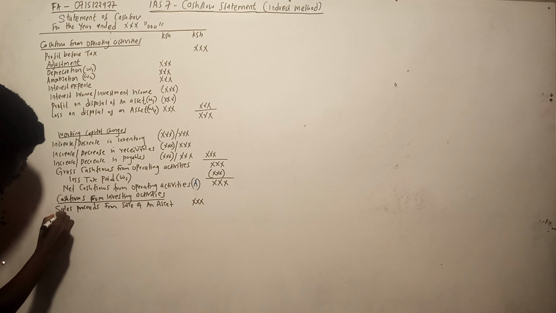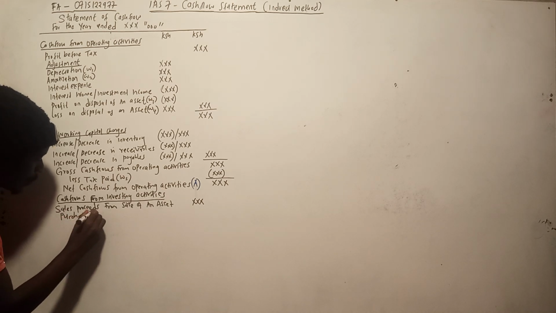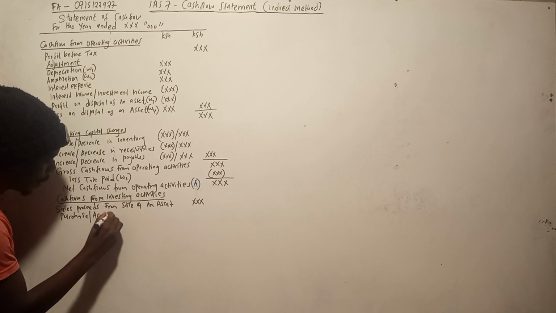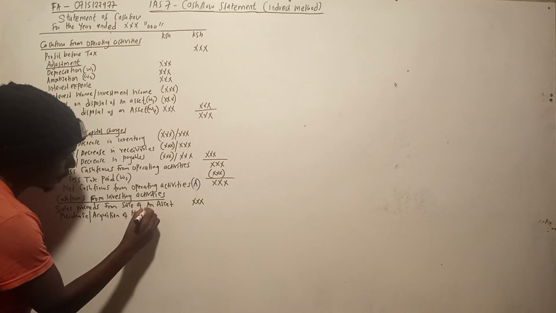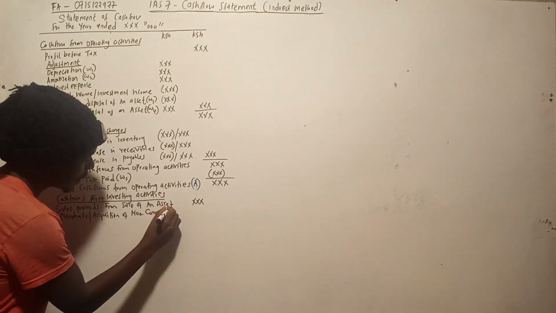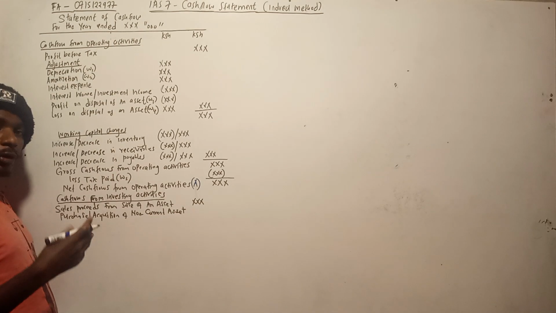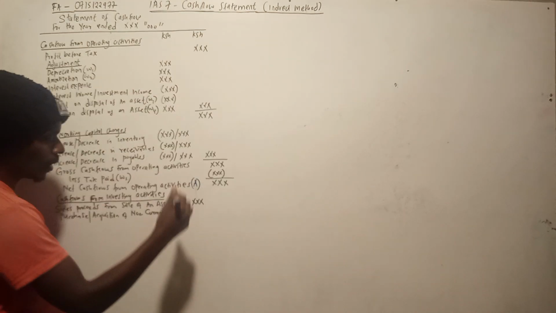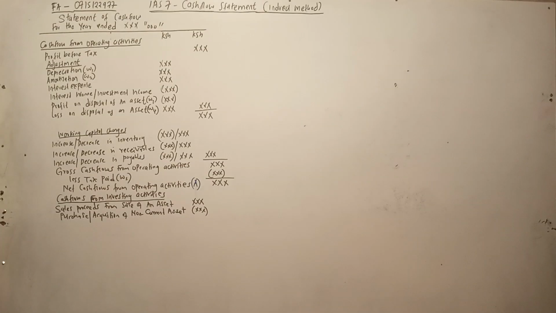Purchase of non-current asset, or the acquisition. You can use the word purchase. Other people use the acquisition. Acquisition of non-current asset. Now when we purchase something, we are paying, so pesa inatoka. So we remove the amount, inatoka.